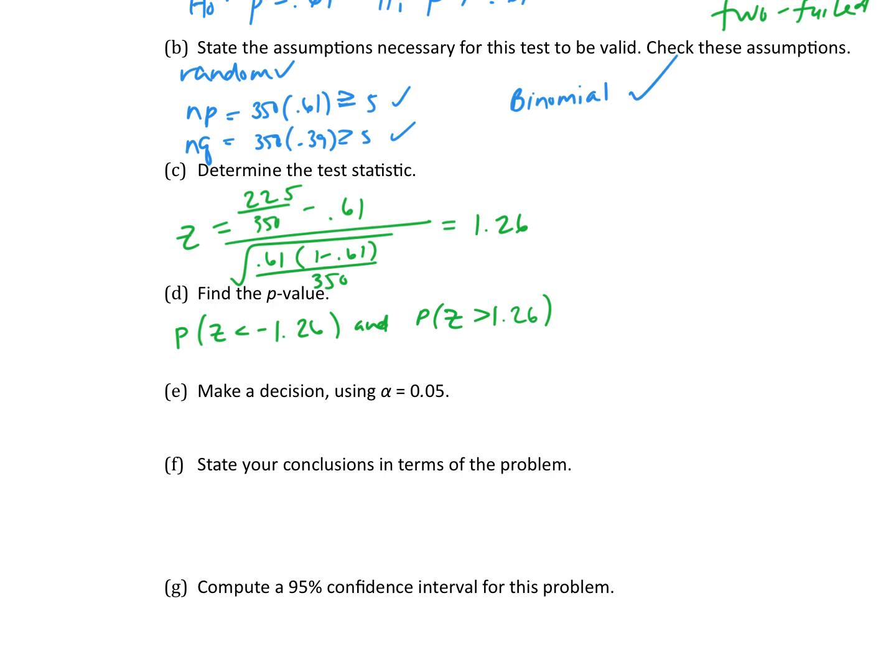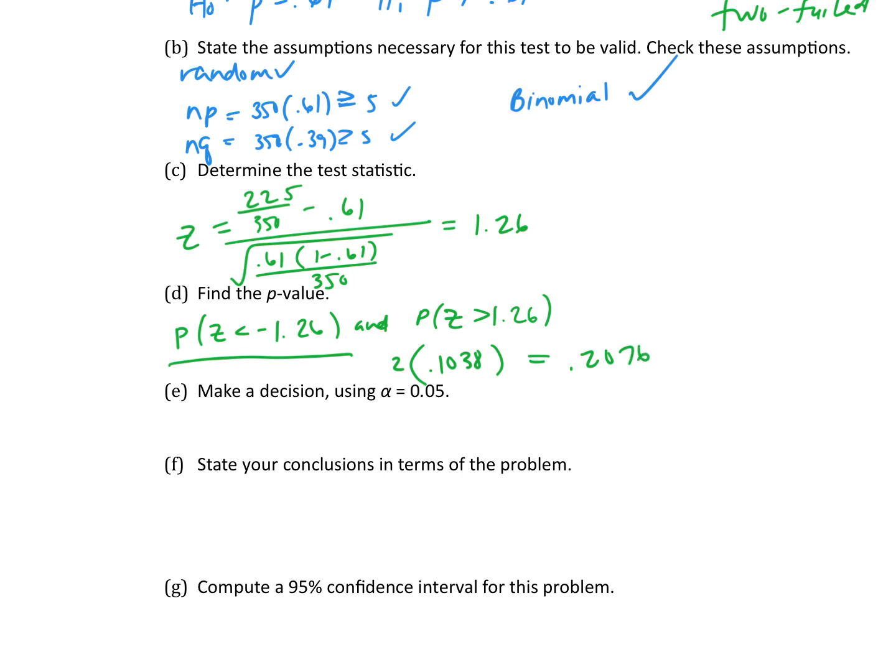Because it's normal, it is symmetrical, which means I really only have to find this one and then multiply by 2. Right? Can you do it for one side? I mean, if you do, it's fine. You're just doing extra math for the exact same answer. Okay. So if I find the probability Z is less than negative 1.26, that is 0.1038. And then I take that number and I multiply it by 2. And I have my p-value.